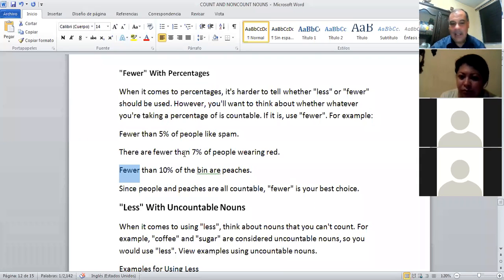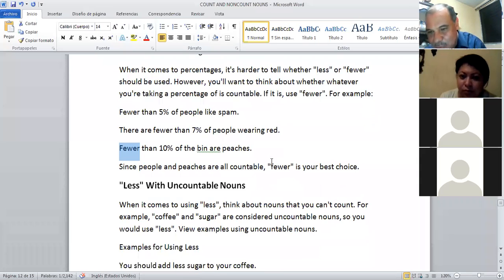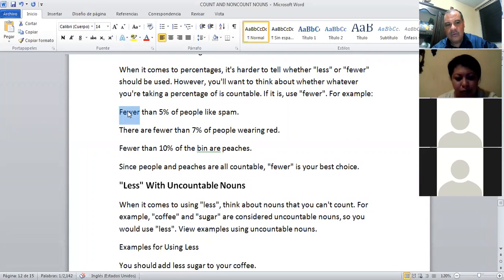Okay, now, the next one. Less, we don't count. Now, look what I wanted to say. I'm going to say this in Spanish, because I don't want to confuse you. Fewer means más pocos. Few means pocos. And fewer, más pocos. Ahora, en español, nosotros no usamos más pocos. Nosotros, para contables y para incontables, usamos menos. Menos carros tienen frenos ahora.